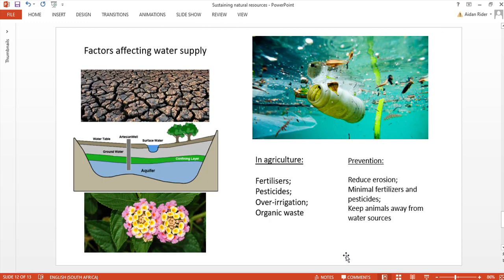Okay, then factors that affect water supply. What can decrease water supply in our country? First of all, droughts. If you have less rainfall and more hot episodes in the country, droughts can occur and we lose the amount of water.